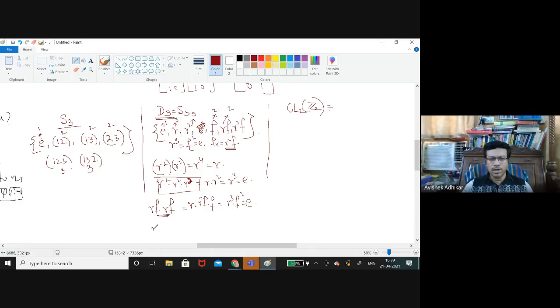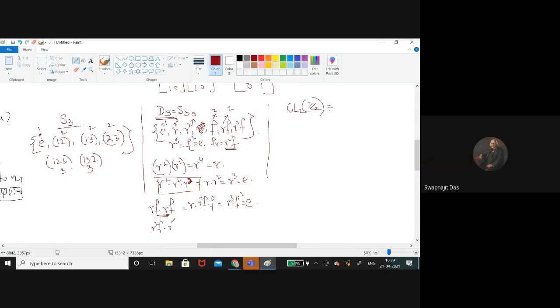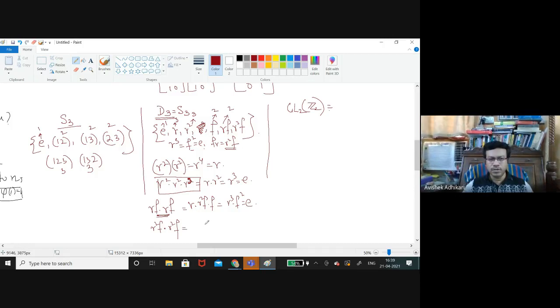What is the order of R square F? 3. Into R square F. You can check, somebody already mentioned, so you can check it. R square F into R into RF. So FR, FR value is R square F, and that is RF.